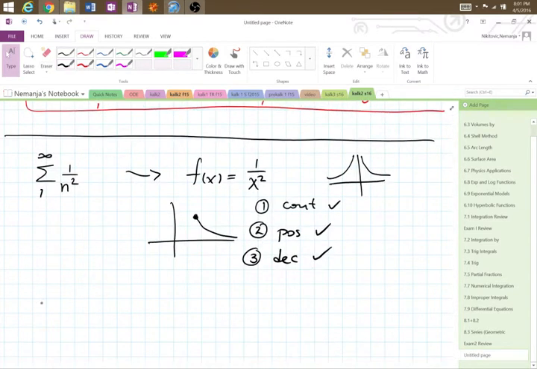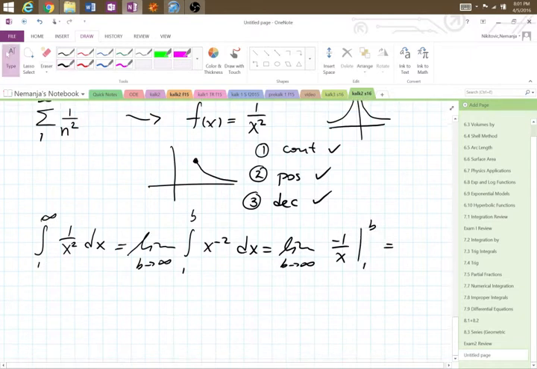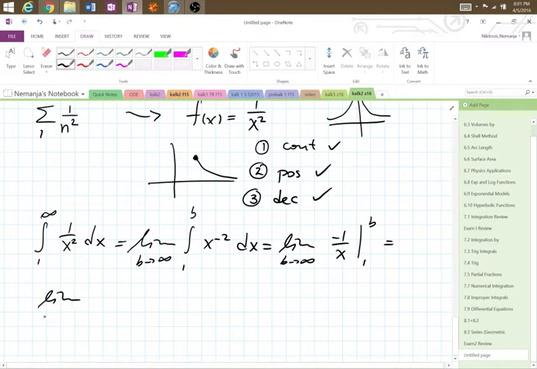So now we have again the integral from 1 to infinity of 1 over x squared dx, which is the limit as b goes to infinity of the integral from 1 to b of x to the minus 2 dx. The integral of this is -1 over x, evaluated from 1 to b. And then finally, the limit as b goes to infinity, and we have -1 over b, minus and minus give me plus 1 over 1.